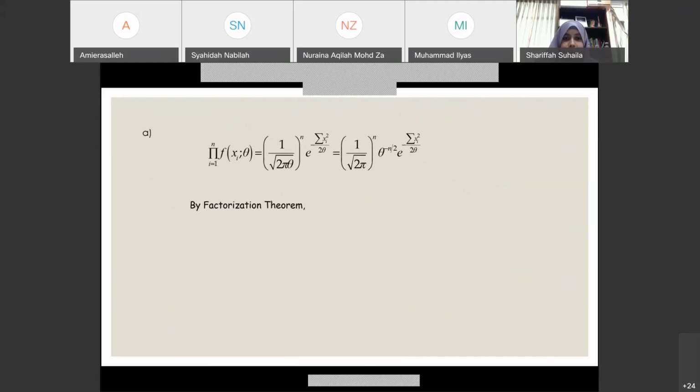Okay, so this one again kita dapatkan. Okay. So we have this one, you want to find sufficient statistics. So Tx in this case is summation xi square.